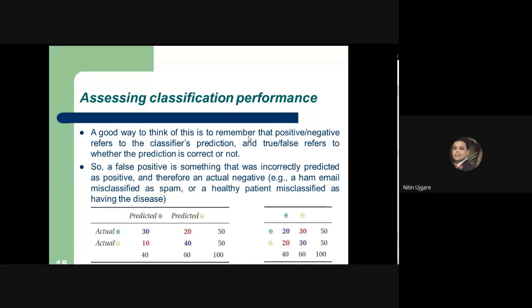A false positive is something that was incorrectly predicted as positive and is therefore an actual negative. It is actually a negative instance, but it was incorrectly predicted as positive. For example, a ham email which is misclassified as spam. The actual class of the email is ham, but the classifier's prediction is spam. That means there is an incorrect classification, or a misclassification, of instances.